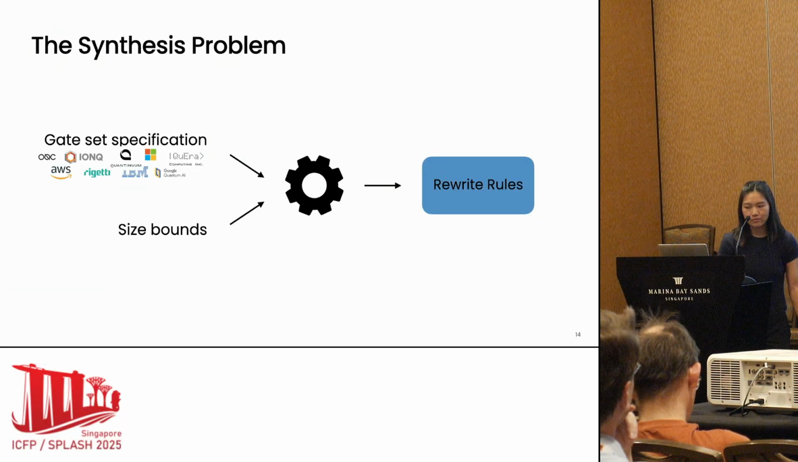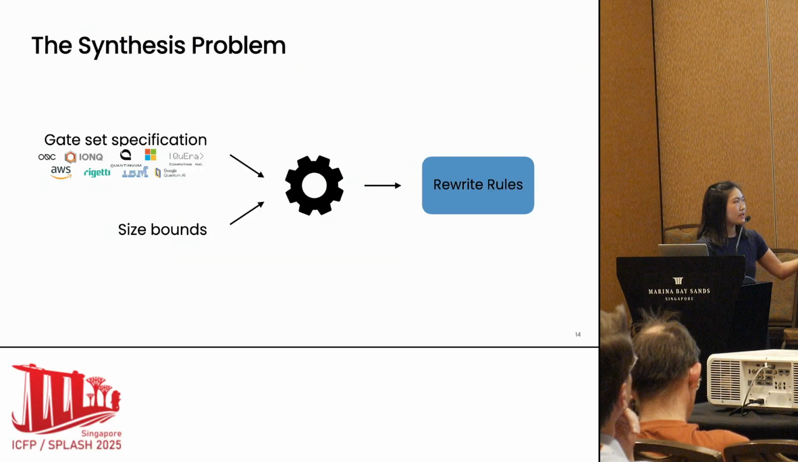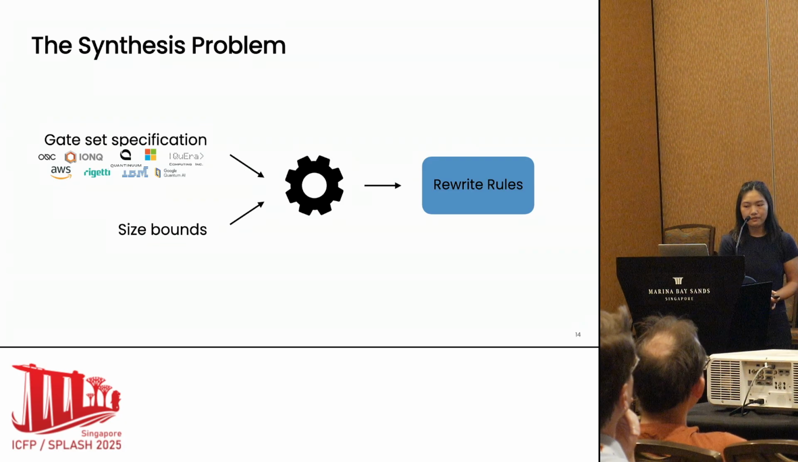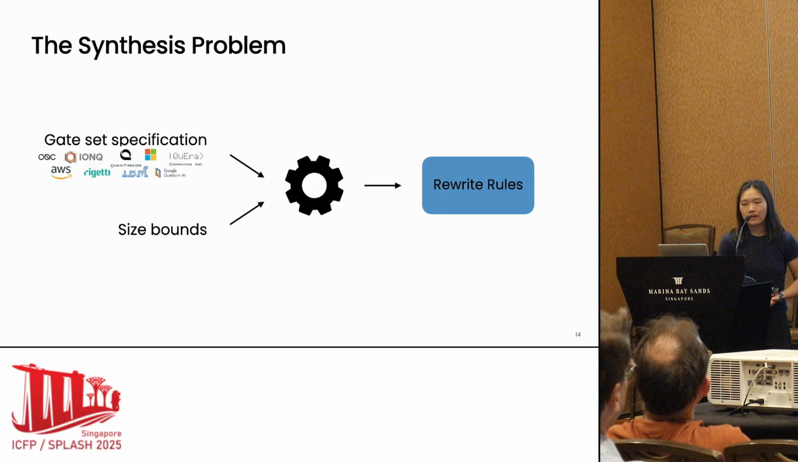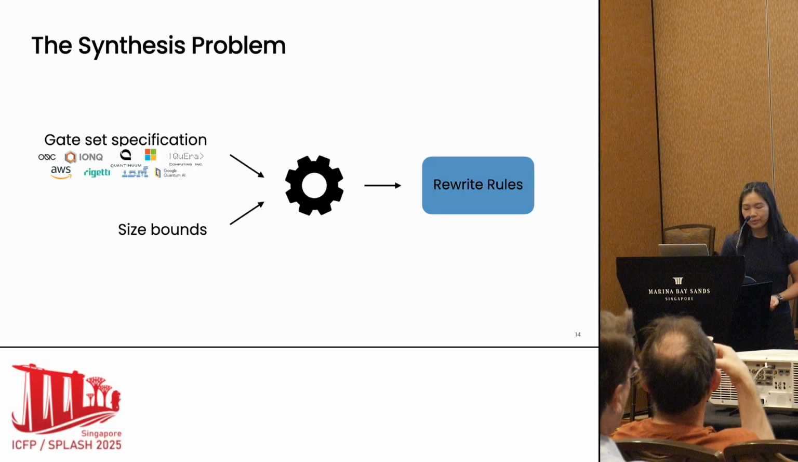So the synthesis problem that we're addressing here is, given some specification of the native basis gate set for a particular device and some bounds on the size of the rules that we want to synthesize, we want to output some provably correct rules.